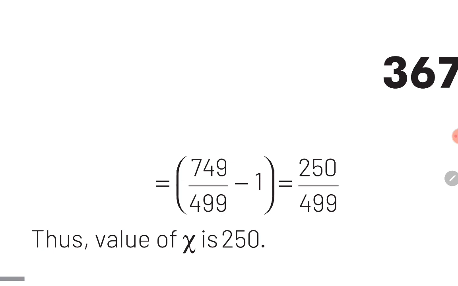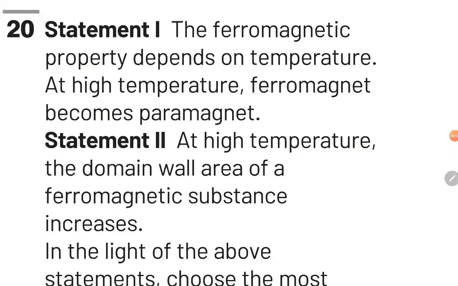So with this, we have completed this question. Now let's move ahead to the next slide. Yes students, the fifth question of this chapter is an assertion reason type question. The first statement is the ferromagnetic property depends on temperature. At high temperature, ferromagnet becomes a paramagnet. Guys, in this case, the first statement is actually correct.